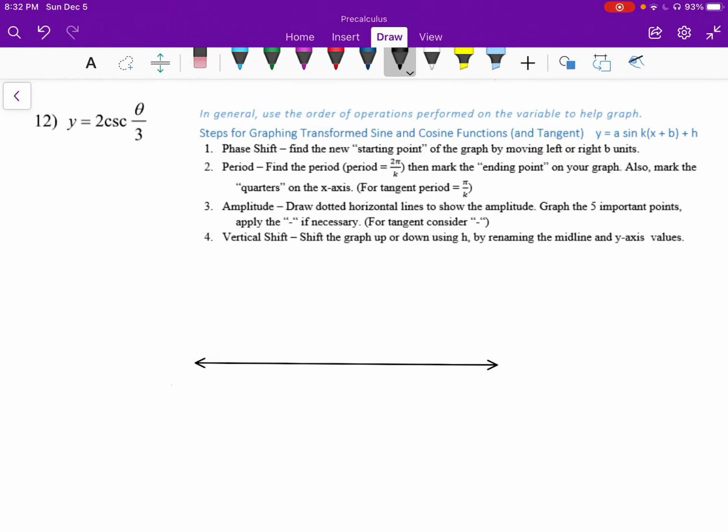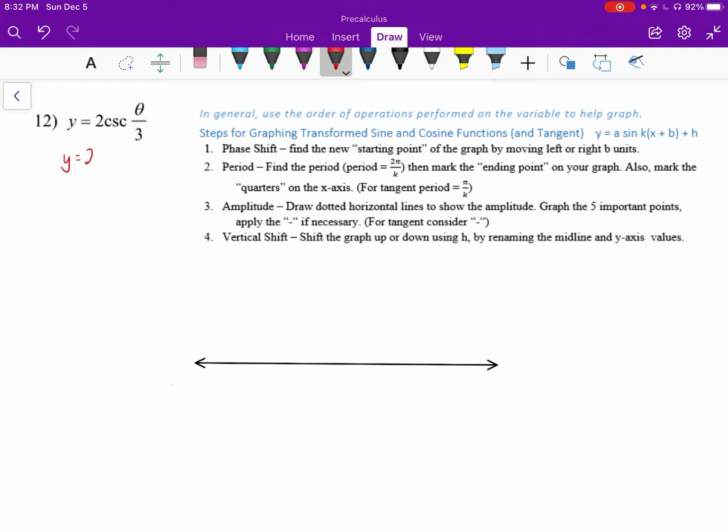As you see here, we want to graph 2 times the cosecant of theta over 3. When we have a cosecant or secant function that we want to graph, we often, especially when we're first learning, start by graphing its reciprocal function. So the reciprocal of cosecant is sine.